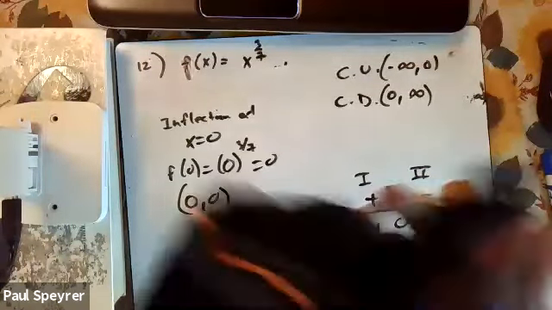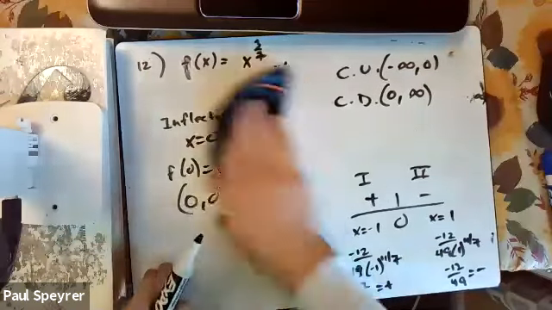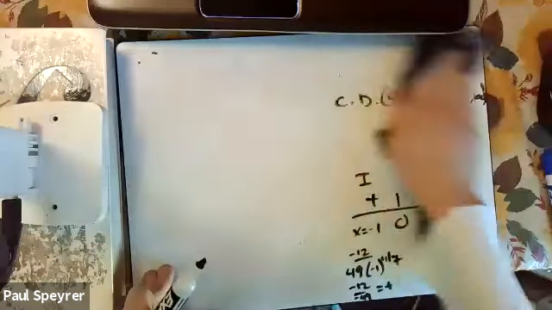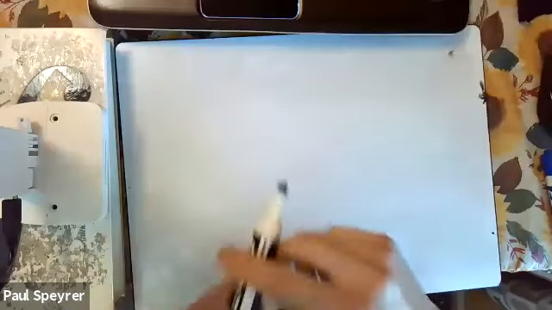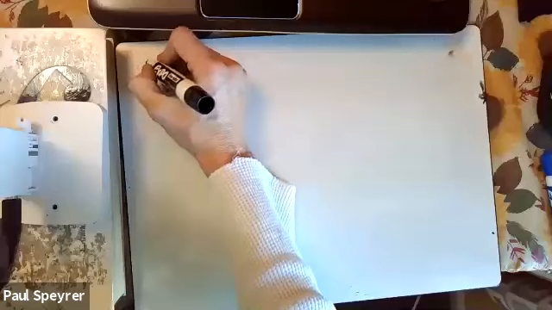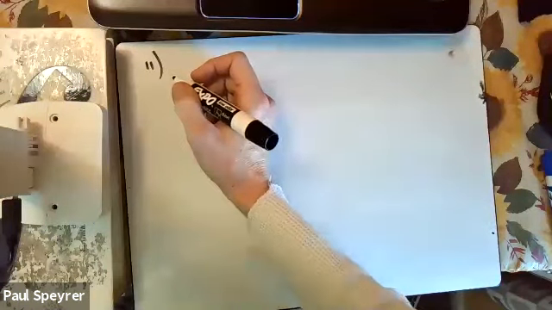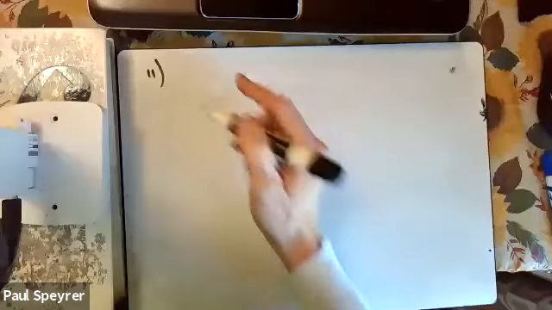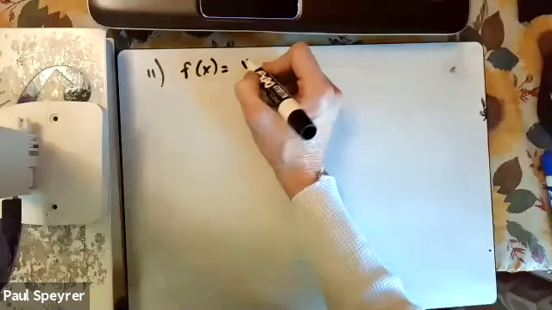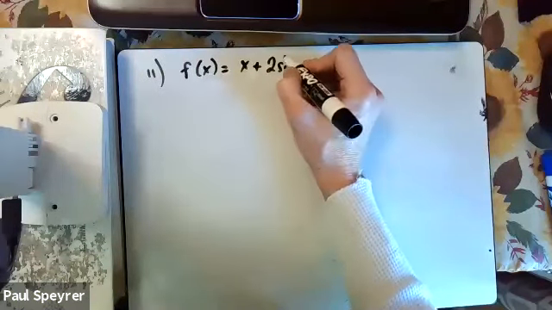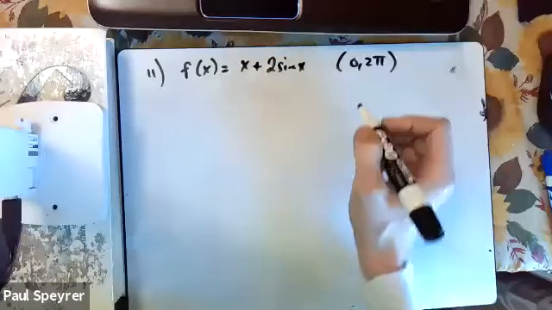All right, let's try. We'll do 11. And for practice, you can do 13 and 10. So for 11, we have f of x equals x plus 2 sine of x. And it's limiting us from 0 to 2 pi, right?